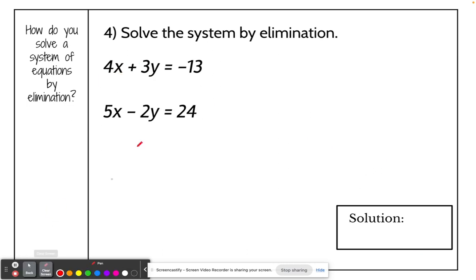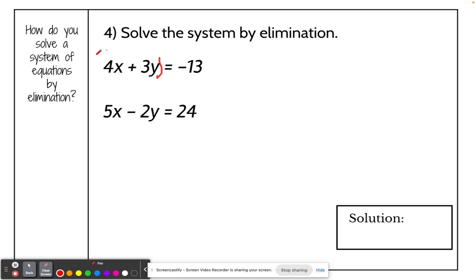Let's try another one. 4x plus 3y equals -13. Well, if I look here, nothing cancels out. So that's kind of a bummer. And I can't multiply this by a -1 to make it cancel out still. So I look and I go, what could I cancel out? And notice I have a positive 3y here and I have a negative 2y. Can you think of something that I could multiply each of these by so that these cancel out?